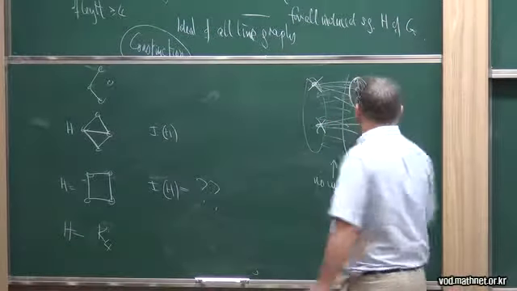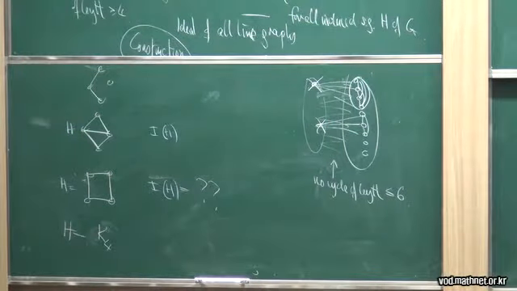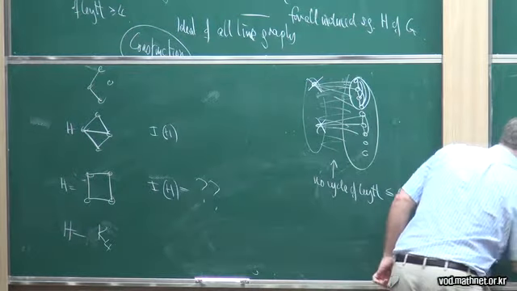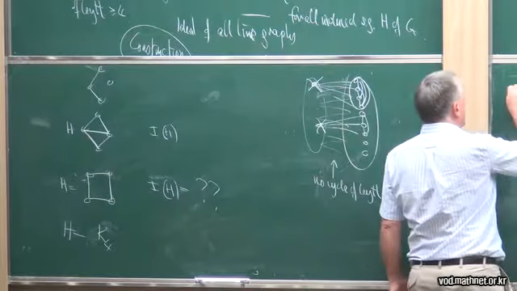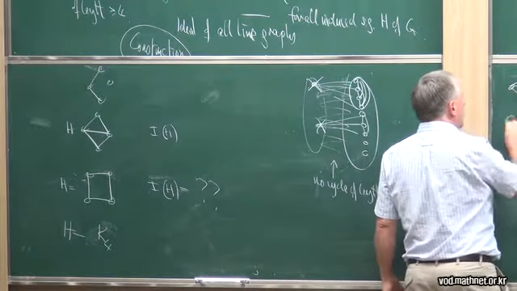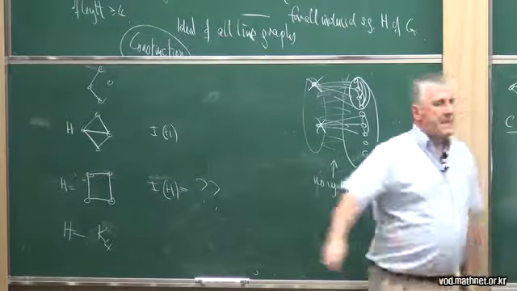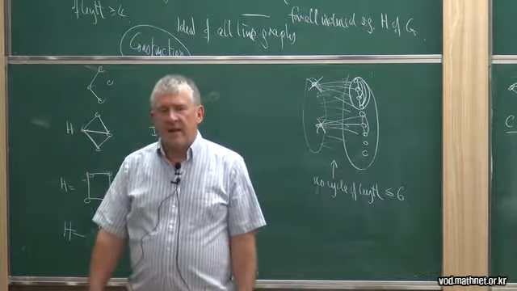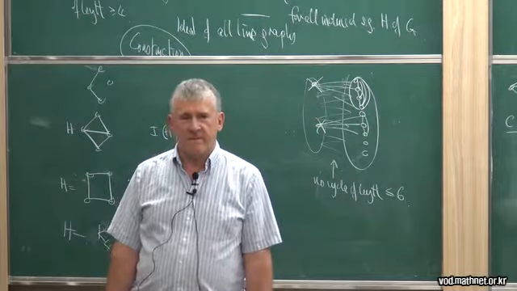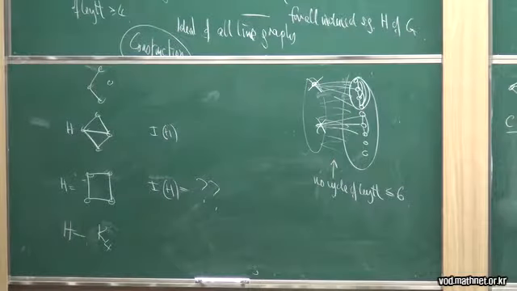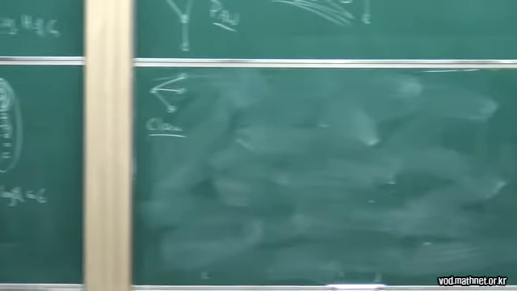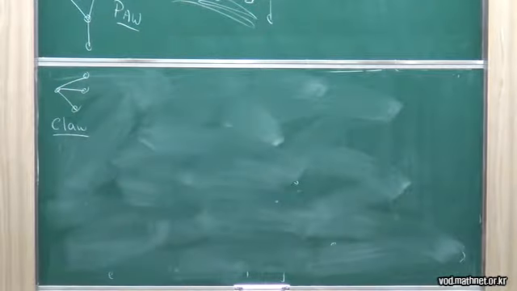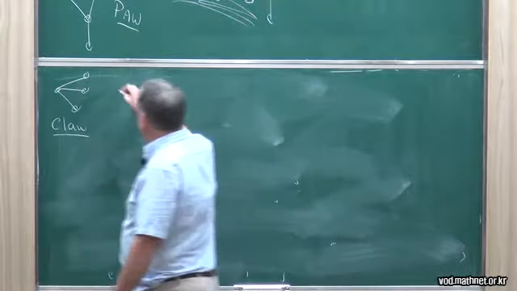Oh no, I forgot an important one. I forgot the claw. So which graphs don't contain a claw? That turns out to be a really nice question. So that's a question where there is an answer, but it was very difficult. But it's a theorem, and Maria and I proved it. That's the first hard theorem I wanted to mention.